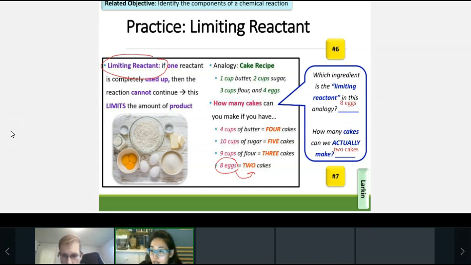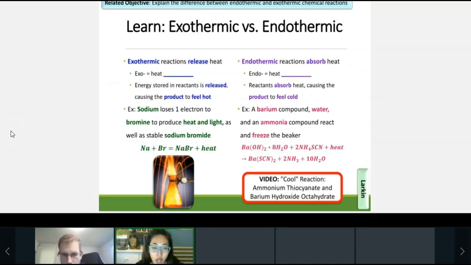Go ahead and raise your hands for number 6 and number 7, or communicate with me in the chat. Okay, so last thing we want to talk about is that chemical reactions can either release or absorb heat. Remember, this is called exothermic versus endothermic reactions. So exothermic reactions release heat.